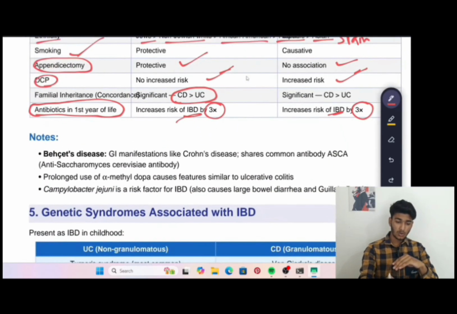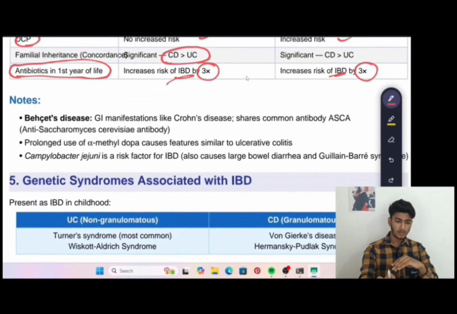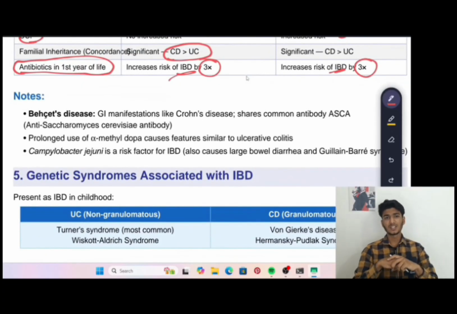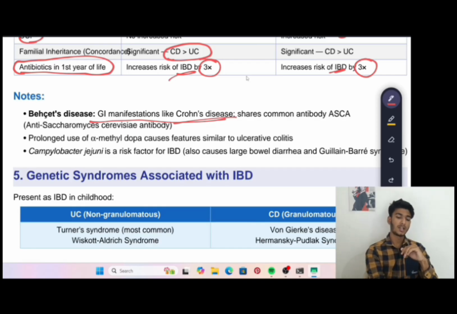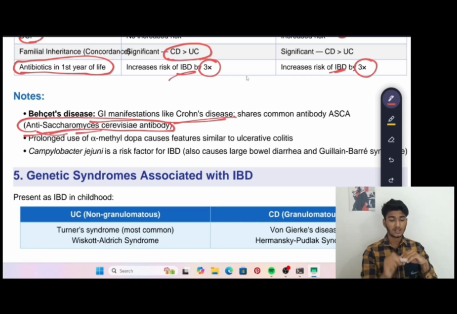We'll move on to the note points. What are the note points? Behçet's disease. Behçet's disease is basically a mimicker of Crohn's disease. Look, it has GI manifestation like Crohn's disease. And they both share the same antibody, which is anti-Saccharomyces cerevisiae antibodies. This is a bacteria and fungus, Saccharomyces cerevisiae.